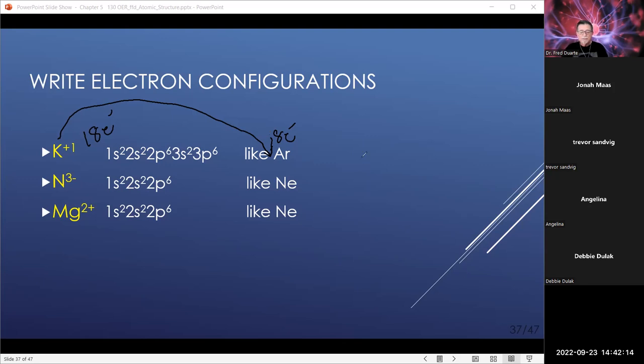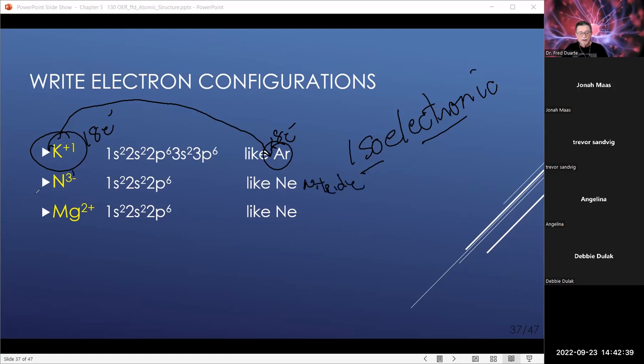And what that means, they have a term for it called isoelectronic, meaning that they have the same number of electrons. So the potassium ion is isoelectronic with argon. Nitrogen, which now becomes nitride, the nitride ion is isoelectronic with neon.